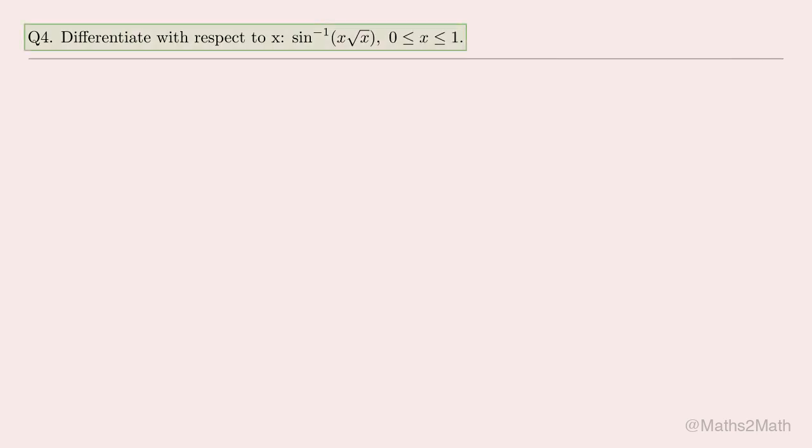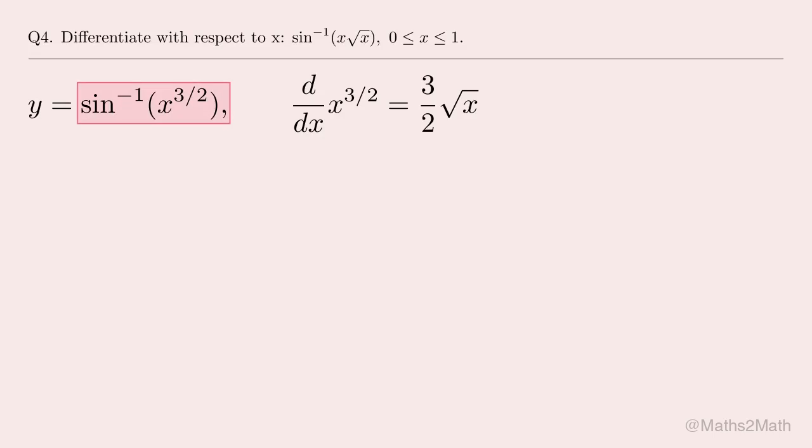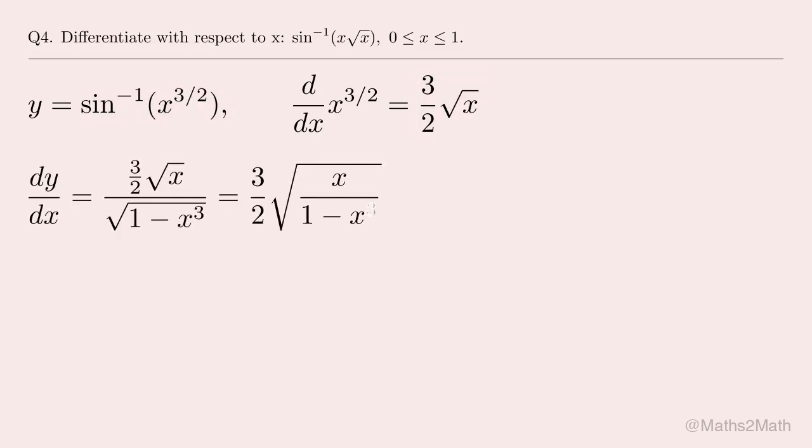Question 4. Inverse sine of x root x, which is x to the 3 halves. Rewrite the inside as a power before differentiating. The inside is x to the 3 halves, so its derivative is 3 halves root x. Divide by the root of 1 minus the inside squared, which is 1 minus x cubed.